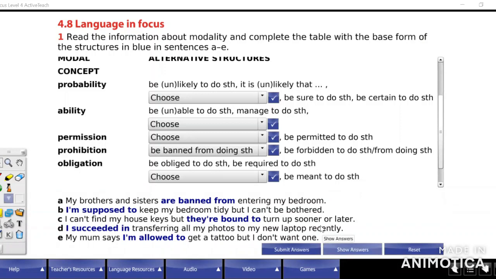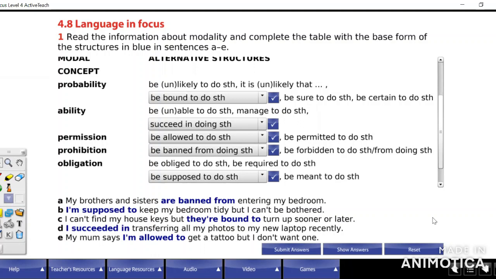So, were you correct? Let's find out. Probability is unlikely or likely to do something, and be sure to do something, be certain to do something, you're bound to do something. Has to happen in a way. When you're able, you are able to do something, or in a negative version, you're unable to do it. You manage to do something, or you succeed in doing something. Again, if you have manage, you use to do. If you say succeed in, you use the in form.